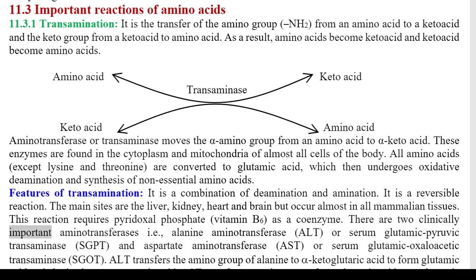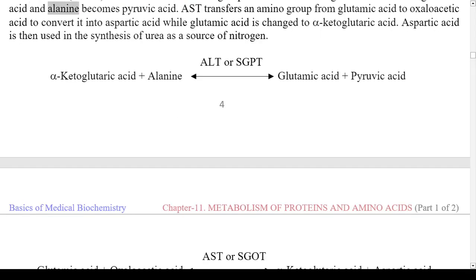There are two clinically important aminotransferases, i.e., alanine aminotransferase, ALT, or serum glutamic pyruvic transaminase, SGPT, and aspartate aminotransferase, AST, or serum glutamic oxaloacetic transaminase, SGOT. ALT transfers the amino group of alanine to ketoglutaric acid to form glutamic acid, and alanine becomes pyruvic acid. AST transfers an amino group from glutamic acid to oxaloacetic acid to convert it into aspartic acid, while glutamic acid is changed to ketoglutaric acid. Aspartic acid is then used in the synthesis of urea as a source of nitrogen.